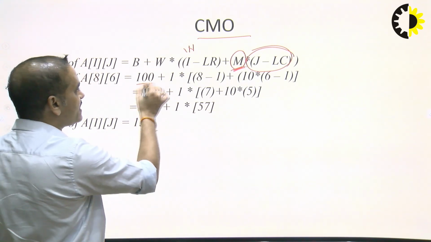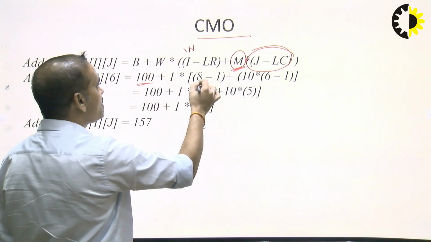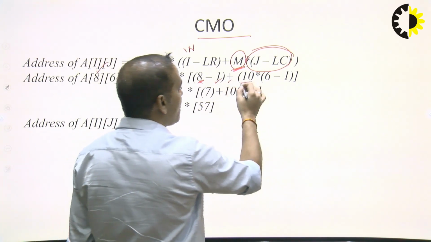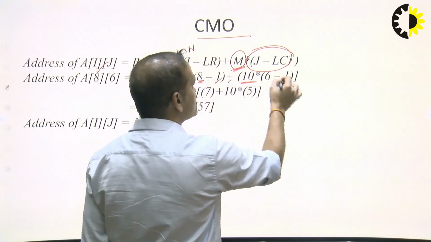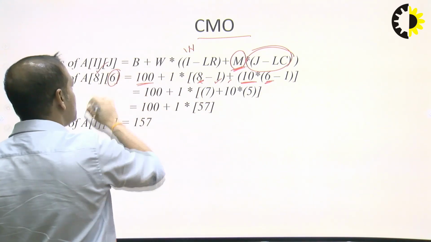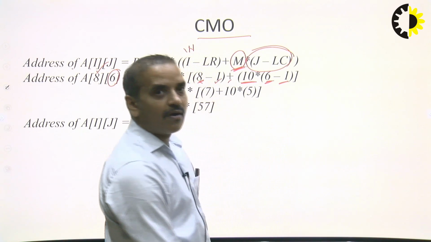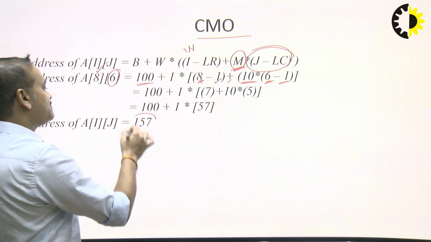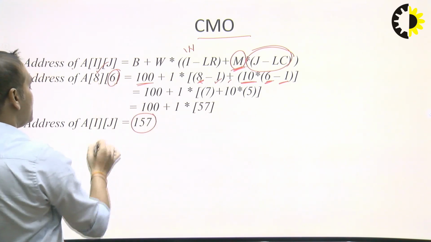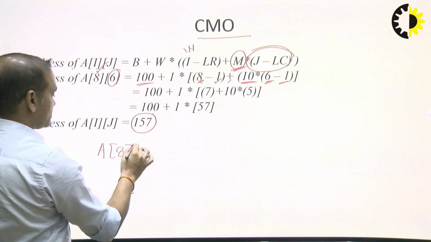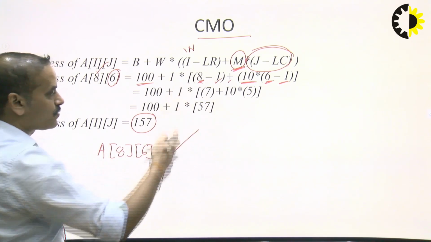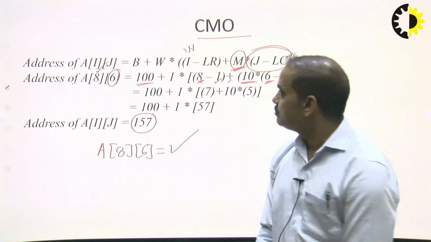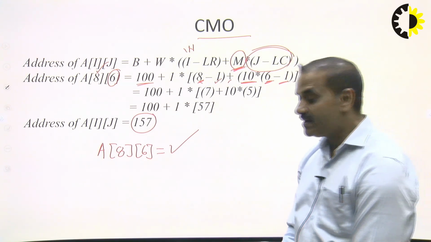We have to put here base address 100 as given in the question. 8 is the value of row. Here the lower bound of row is minus 1 plus the value of M is 10. 6 minus 1: the 6 is the value of J, that is here, and the 1 is the lower bound of the given array. By simplifying this, we get 157. This is the address of element A86. By using this formula, we calculate the address of the element at 86. And this is the method which is used to calculate the address of an element in a 2D array.